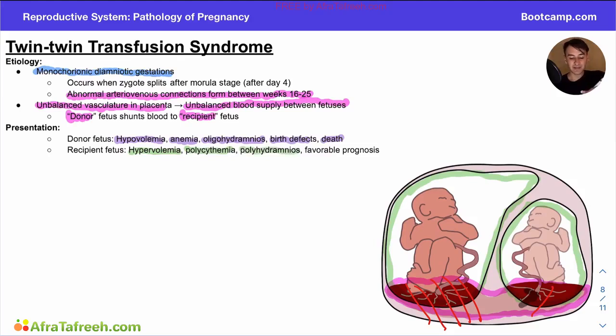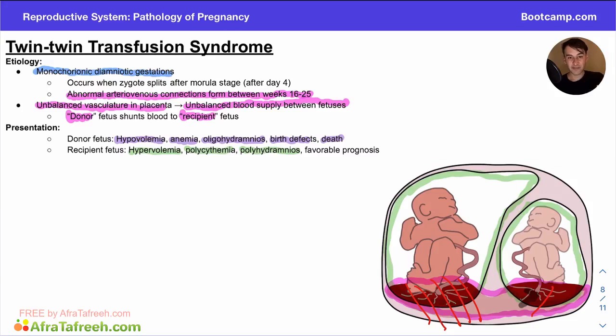Now let's contrast that with our recipient fetus, which is going to experience hypervolemia, polycythemia, and polyhydramnios, and this makes complete sense, right? If we have all the blood shunting over to this fetus, it's going to be getting a lot of blood, so it's going to have polycythemia, and you can see that this fetus is super red, demonstrating that it has a lot of blood, and it's going to have plenty of fluid, so this is going to be hypervolemia.